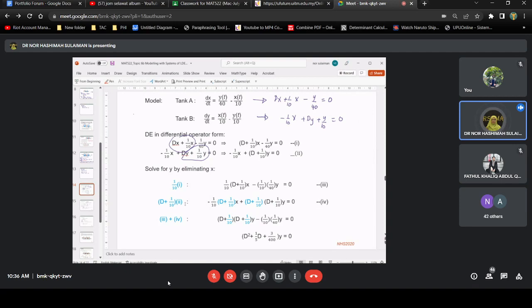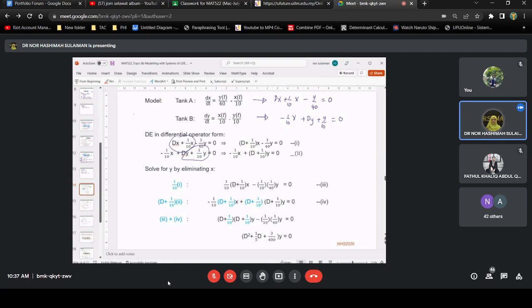Okay. So kalau operator saja kita apply, so meaning that you have -1/10 already there, and then you apply the D plus 1/10 onto x plus D plus 1/10, and then darab dengan operator D plus 1/10, lepas tu kita applykan benda ni ke atas y. Okay. Alright. So we have this one.